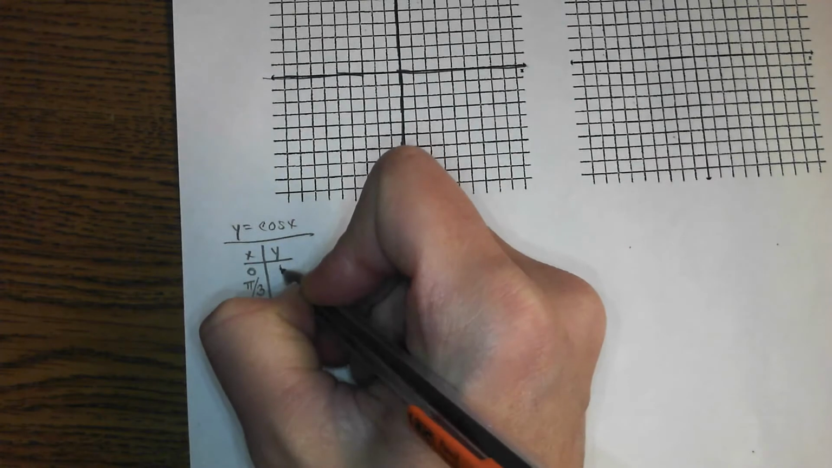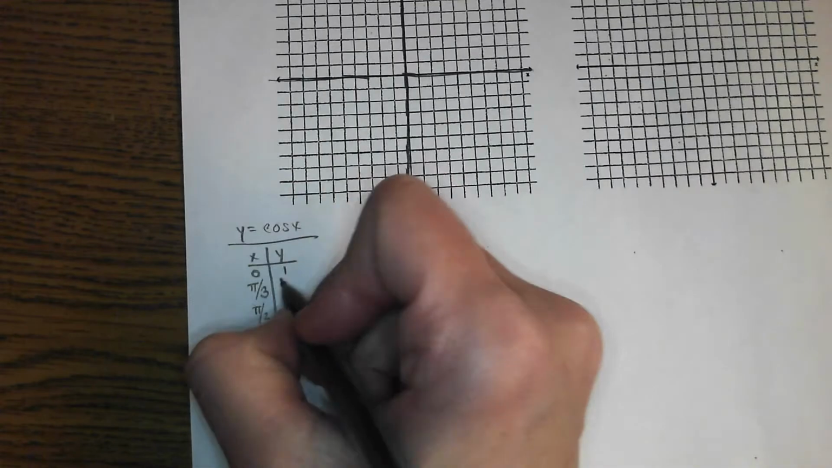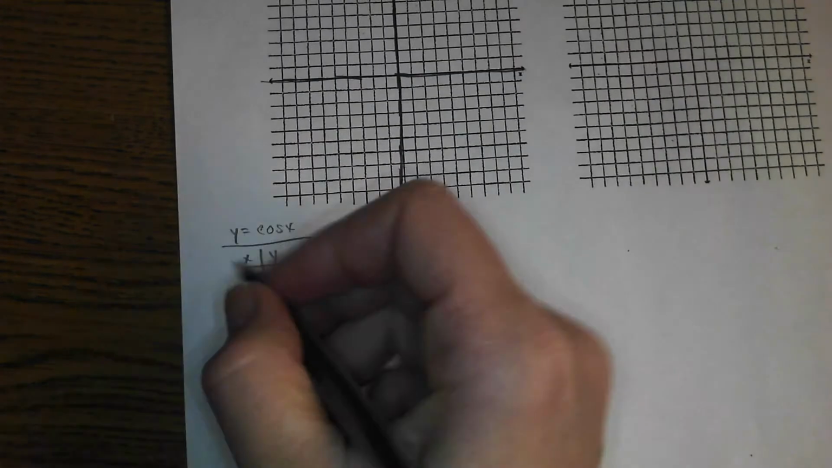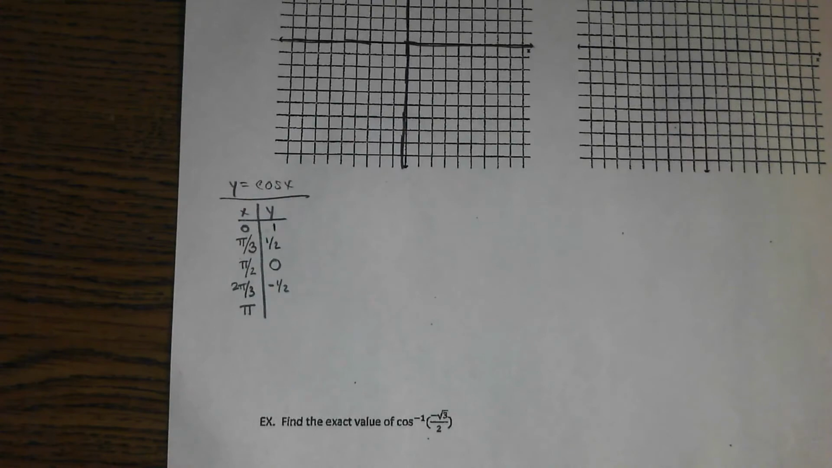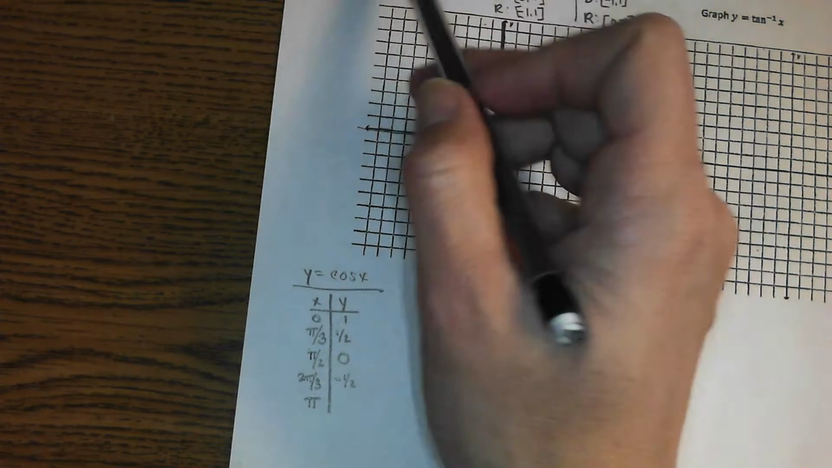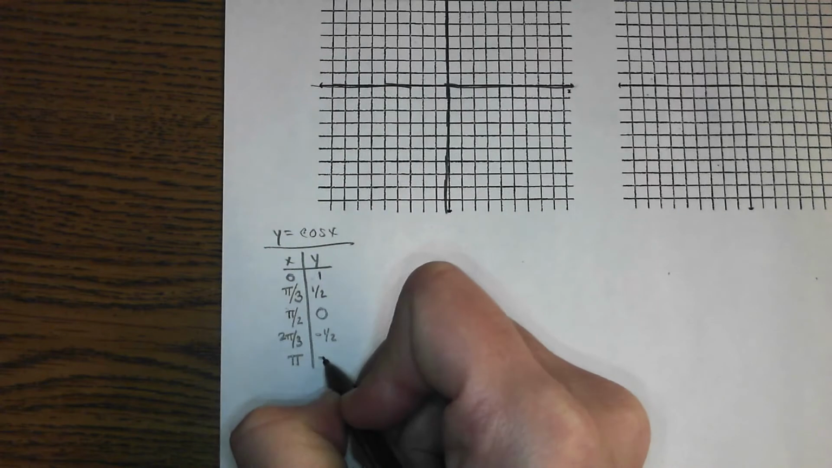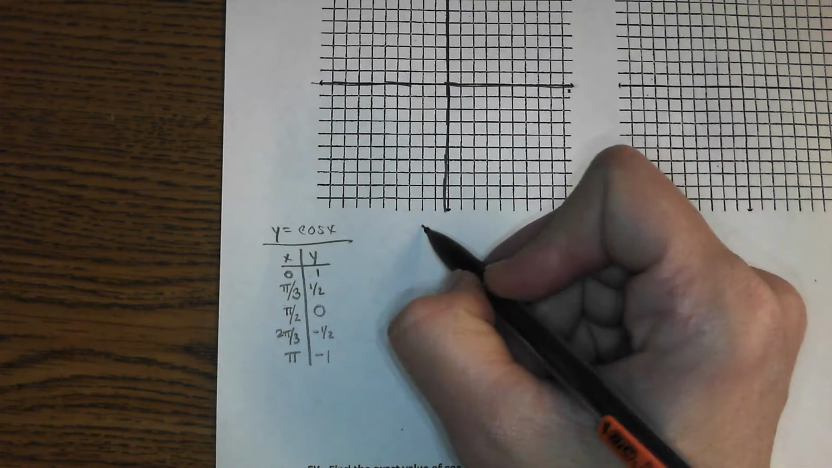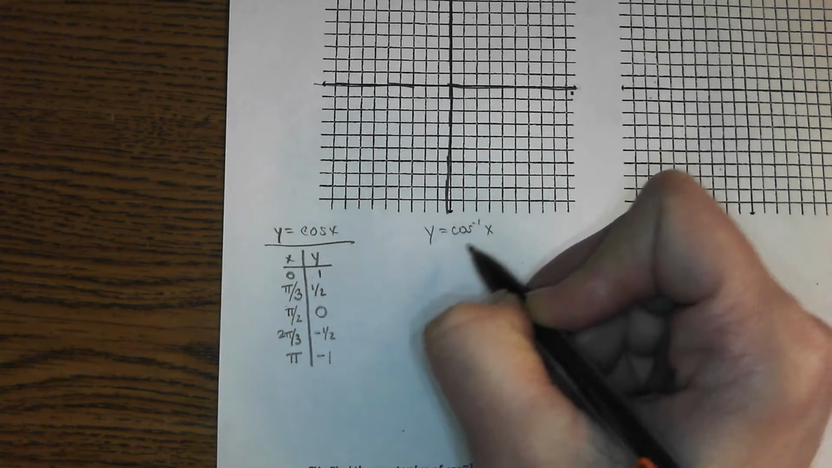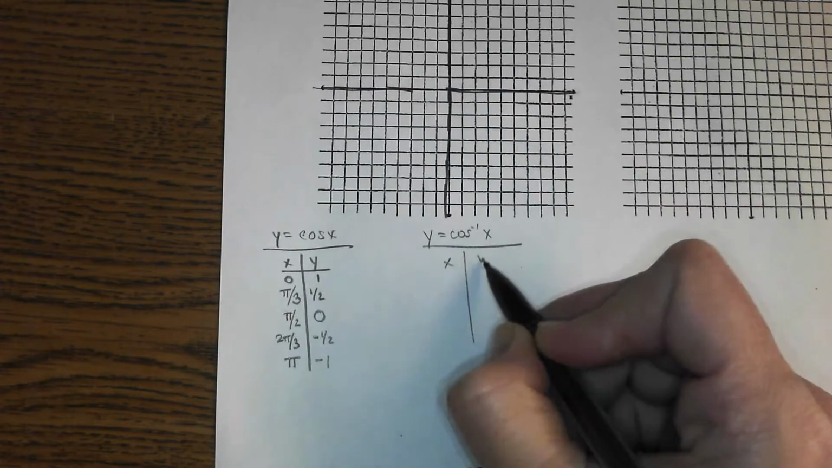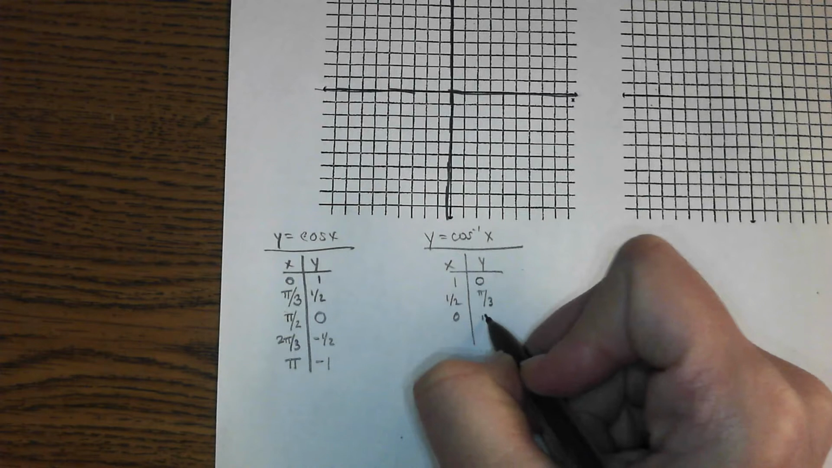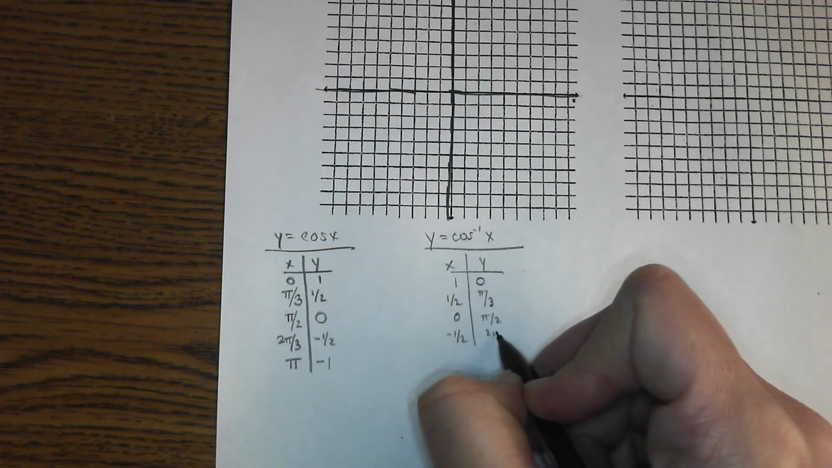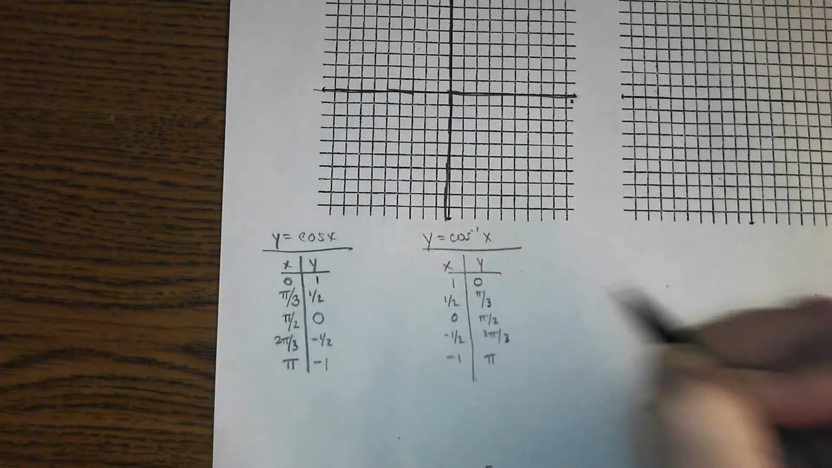The cosine of 0 is 1. The cosine of 60 is a half. The cosine of pi over 2 is 0. The cosine of 2 pi over 3 is negative a half, right? Once we get into the second quadrant, cosine is negative. And then the cosine of pi is negative 1. So when I'm doing my inverse cosine graph, I'm just flipping all of those. So rather than 0, 1, pi over 3, a half, pi over 2, 0, 2 pi over 3, negative a half, and pi, negative 1, we have them flipped.